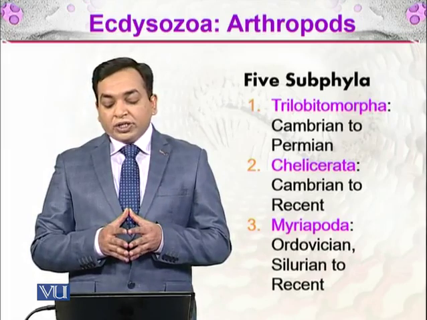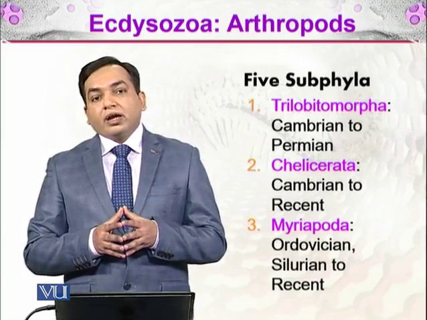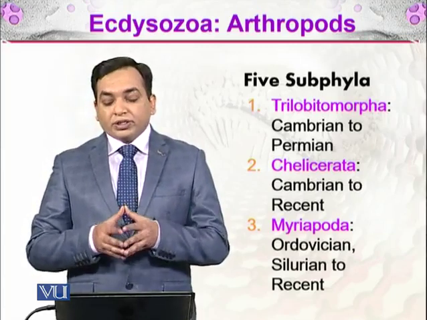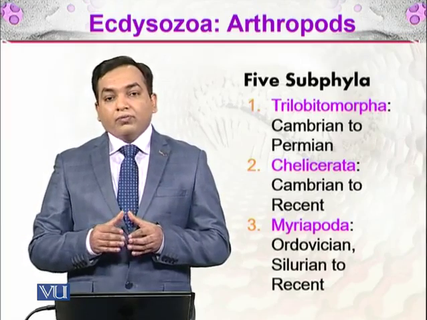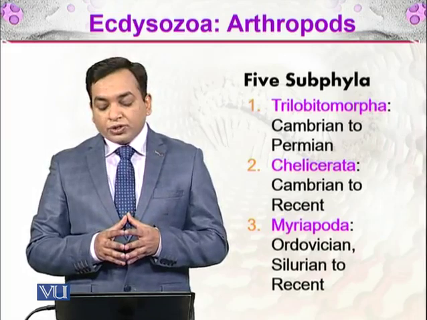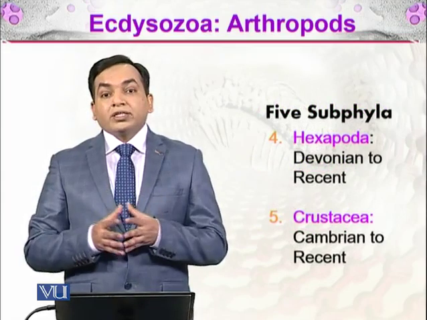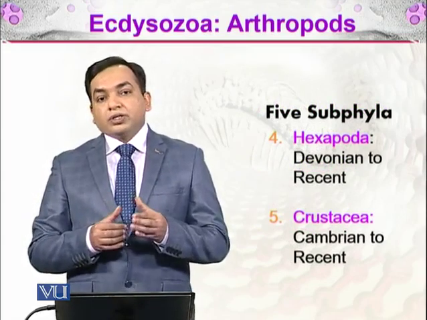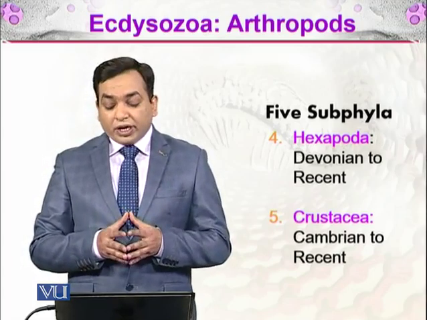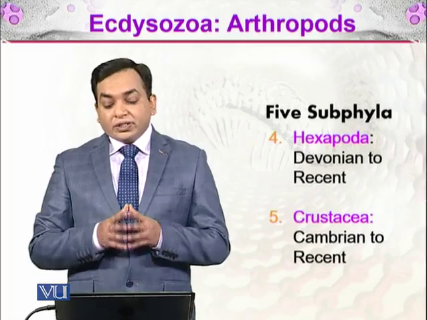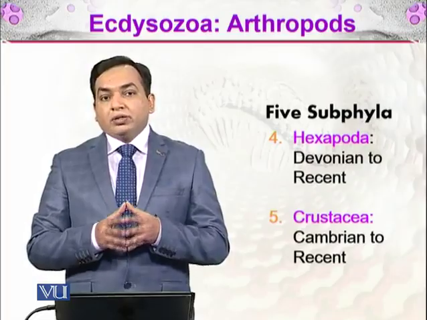And then there are the Chelicerata. These are from the Cambrian to recent. That means they evolved during the Cambrian, and we can see them today as well. And then there are the Myriapoda, which have origins from the Ordovician, Silurian to the recent. And then there is the Hexapoda, which start from the Devonian to the recent. They have the fossil record, and they exist today as well. And the last but not the least is the Crustacea. They evolved during the Cambrian, and we can see them today as well.